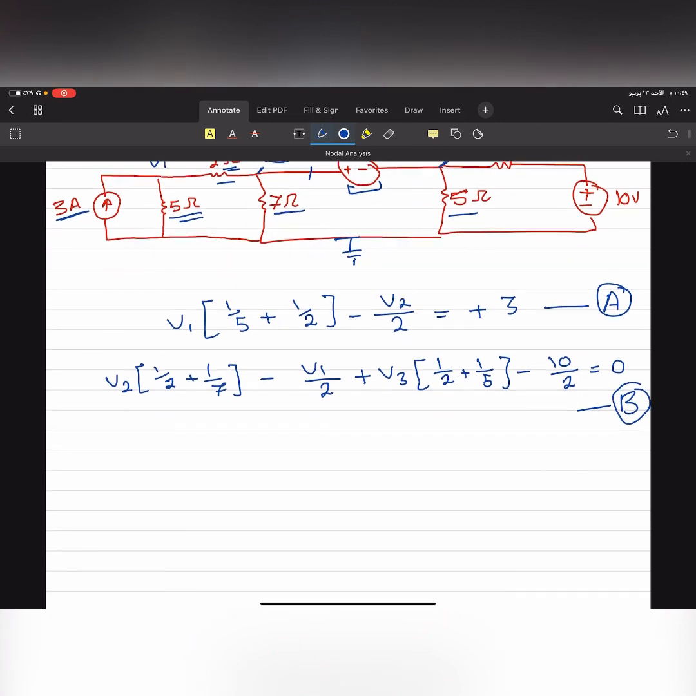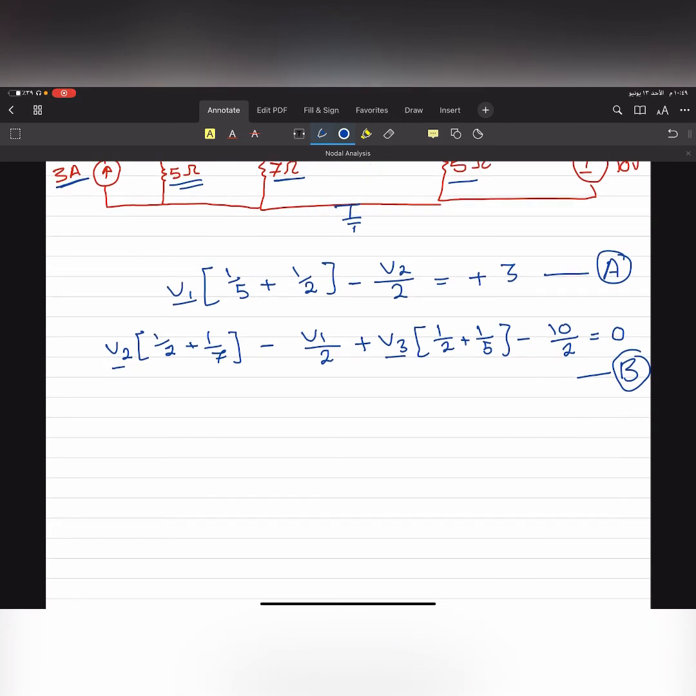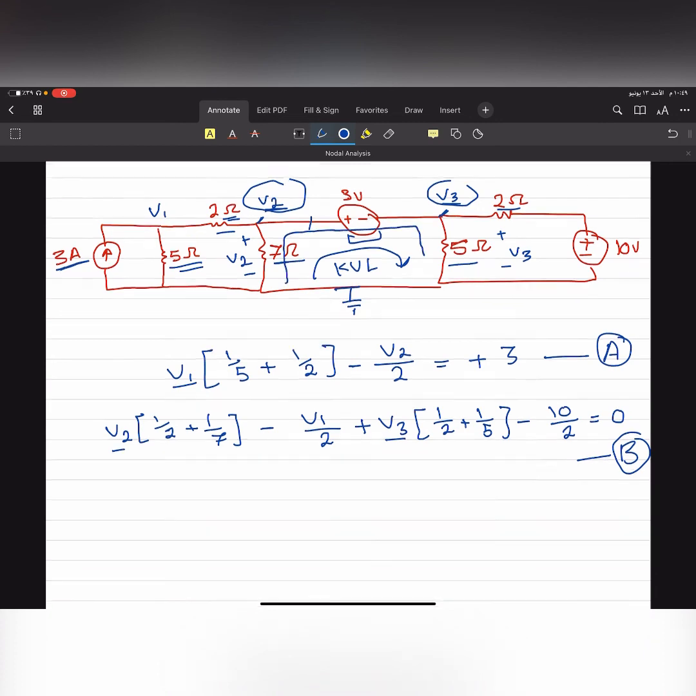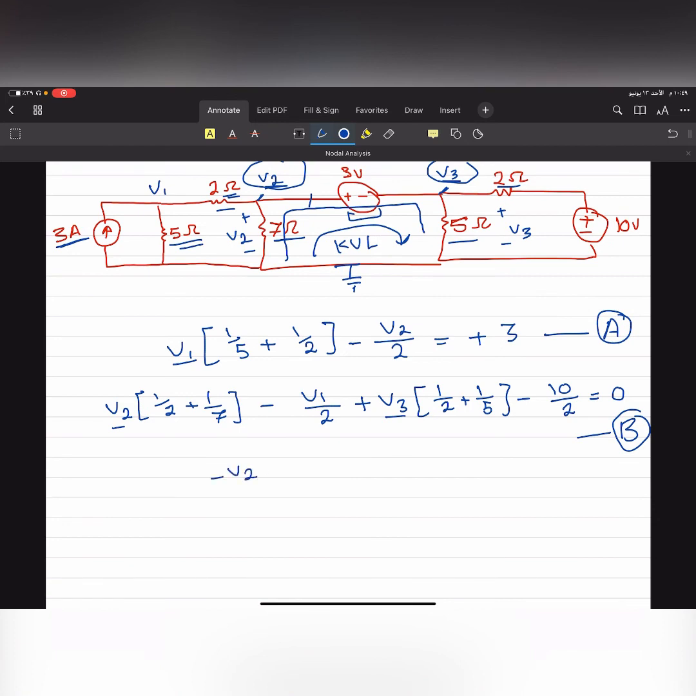And also, as we know, we have 3 unknowns, V1, V2, and V3. How can we solve 3 unknowns with 2 equations? Just like I told you, mathematically it's impossible, so we have to obtain a third equation using KVL, okay? Here, this one will be plus negative V2, and here plus negative V3. Moving along the loop: minus V2 plus 3 plus V3. So minus V2 plus 3 plus V3 is equal to 0. And this is equation C.